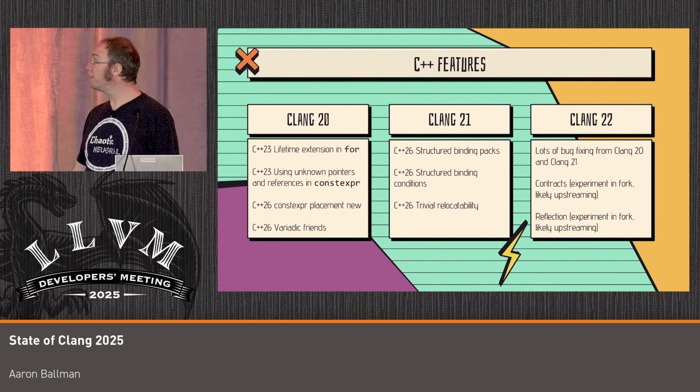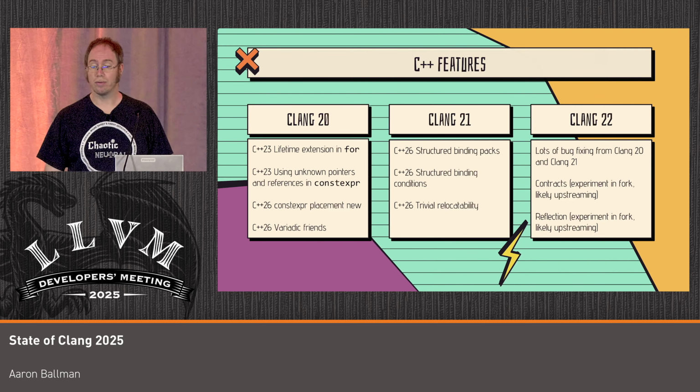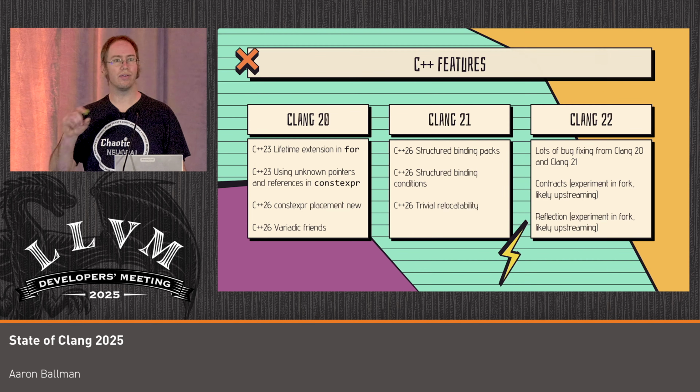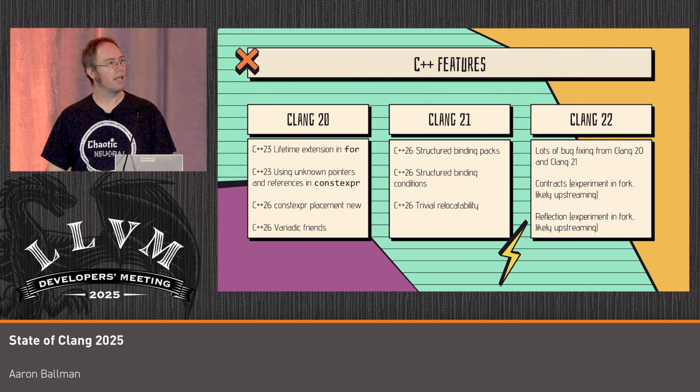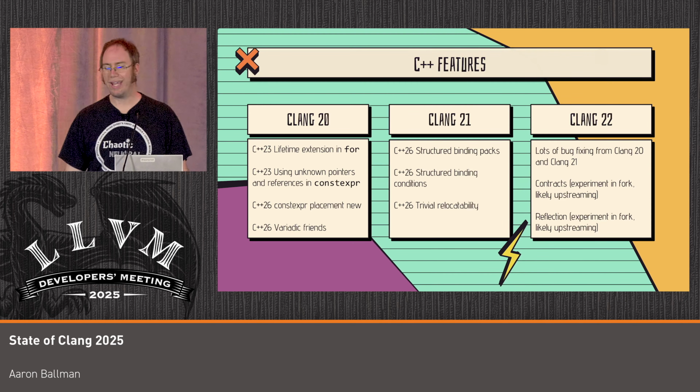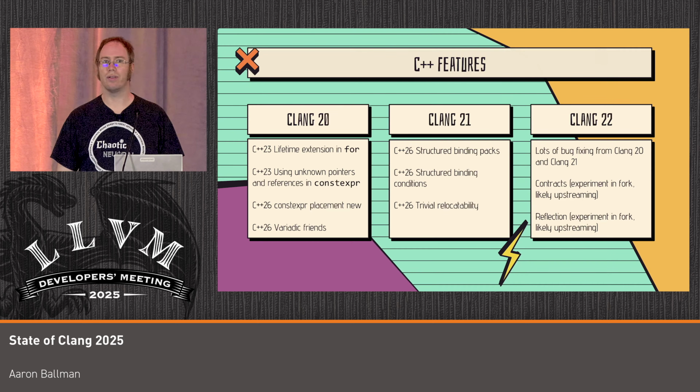And in Clang 21, we've continued the C++26 trend. We worked on structured bindings in packs. We worked on structured bindings in conditions, like in if statements. And then we also implemented the trivial relocatability traits for the libc++ side of things.